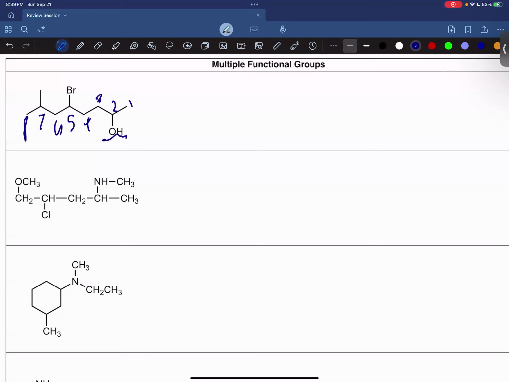Starting with bromo, since it's the first alphabetically, we're going to take 5-bromo. And then go to our next one, which is 7-methyl. And finally take our parent chain, which is octane. Since we have our alcohol at number 2, we're going to simply remove the E and replace it with 2-ol. Everyone understand that?